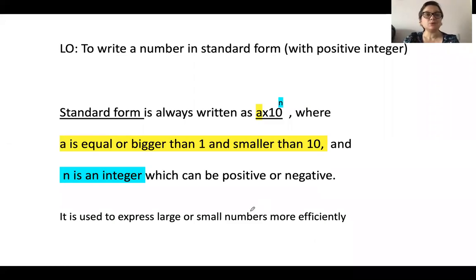Hello, today we are going to learn how to write a number in standard form with positive integers. So standard form is always written in this form. It's a multiplication of a number, which here is represented with an a, times 10 to the power of n. The number a should be bigger than 1 and smaller than 10.